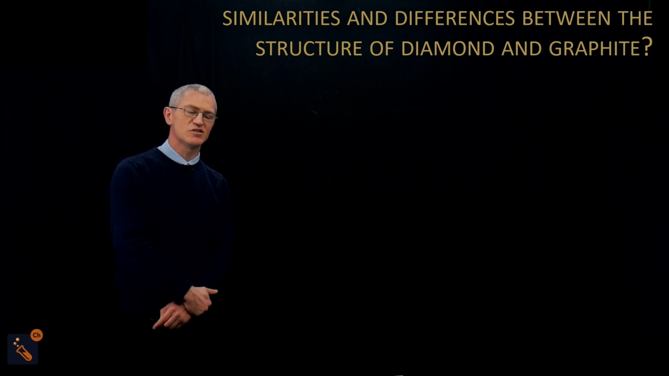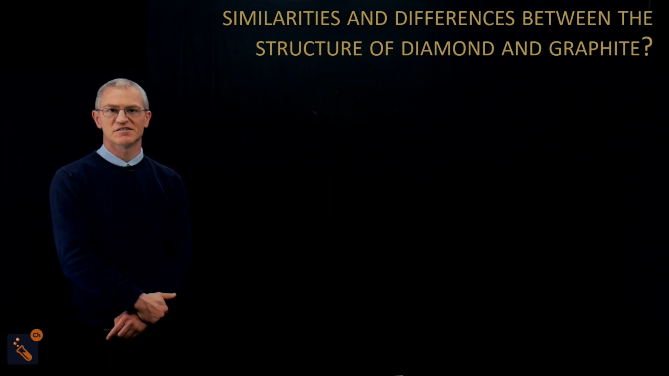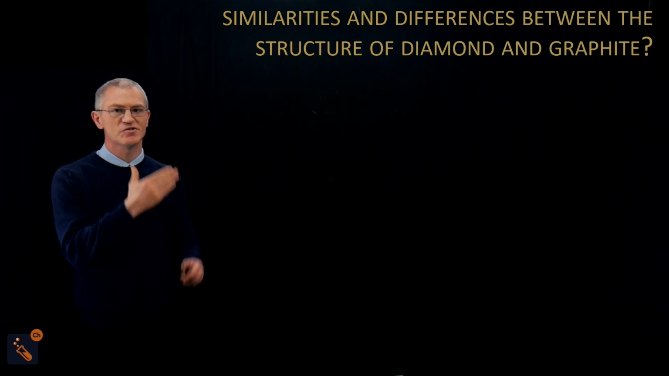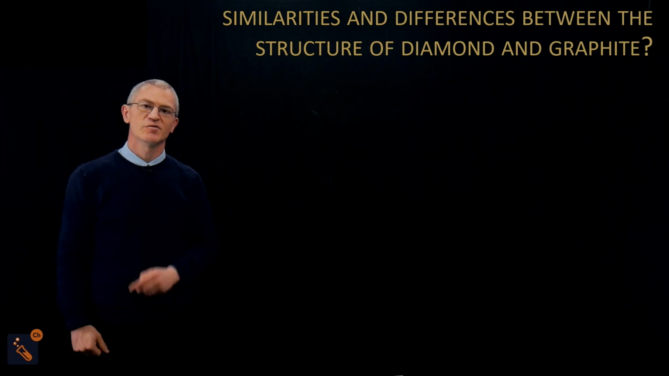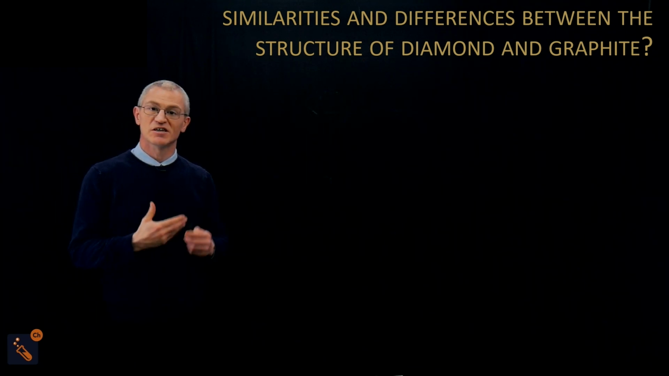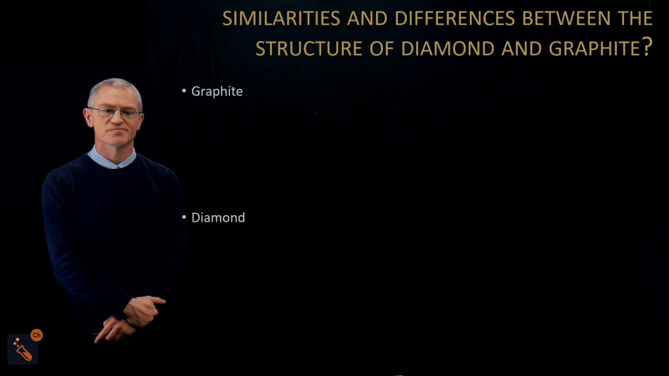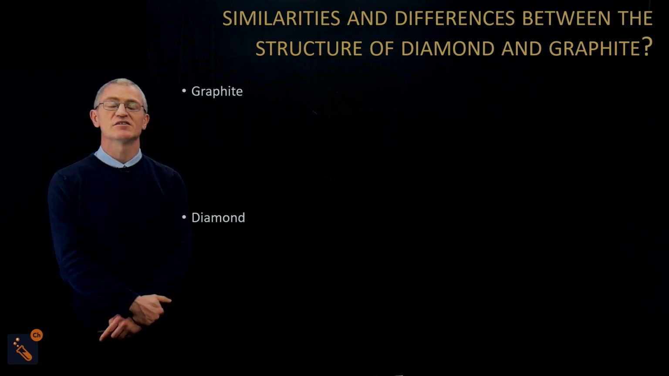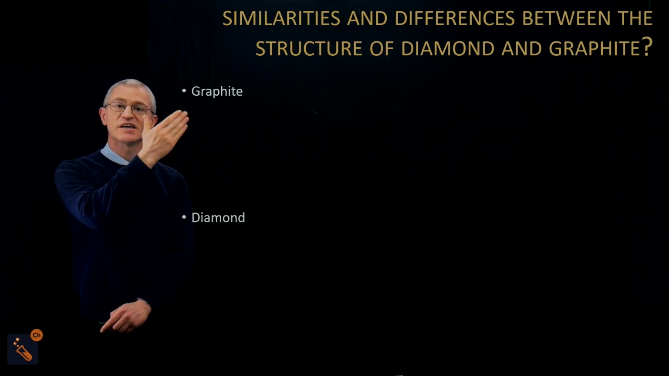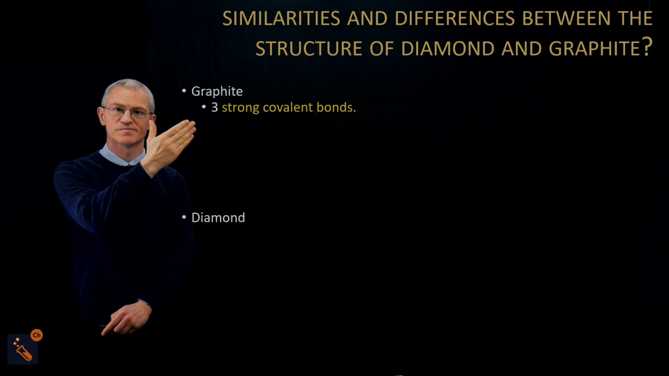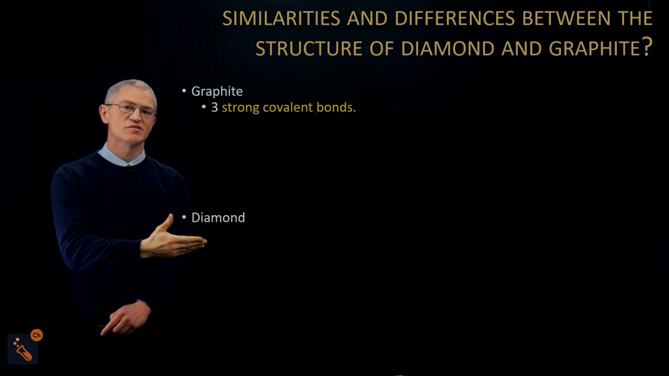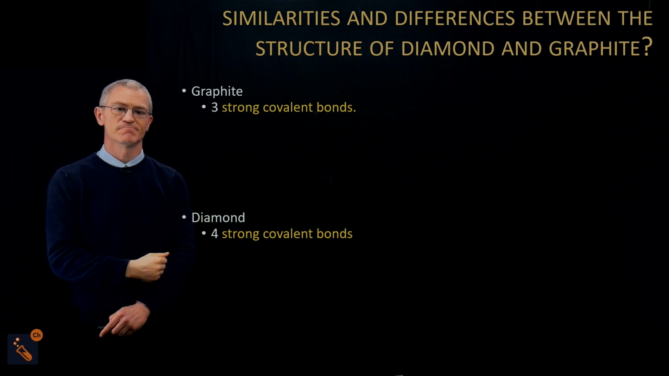The last one about giant covalent lattices is just a question to compare some of these and to see whether you can remember as we're going along. So if you're watching this, try and remember the answers to the questions as I pose them. Let's put graphite and diamond up, and first of all look at the number of covalent bonds. Graphite has 3 strong covalent bonds, and diamond has 4 strong covalent bonds. Clear difference, 3 and 4.